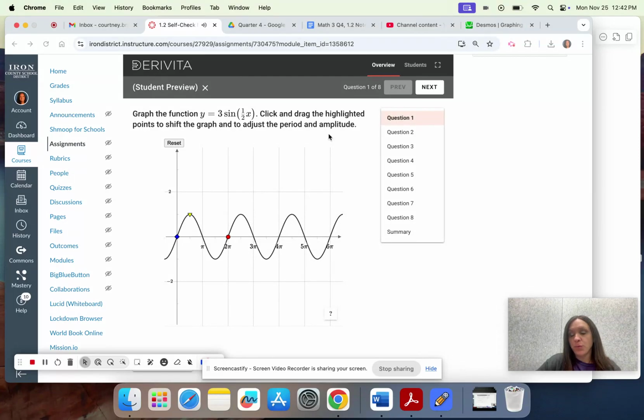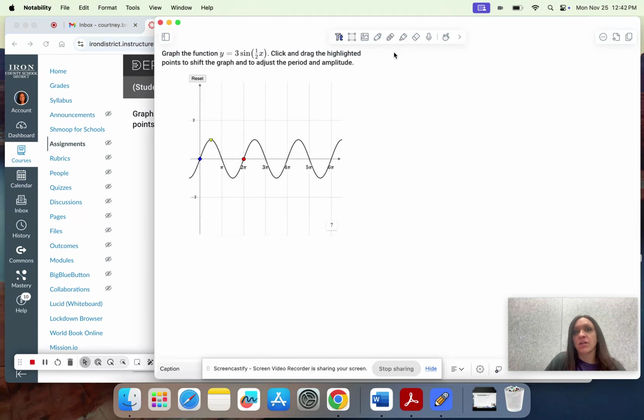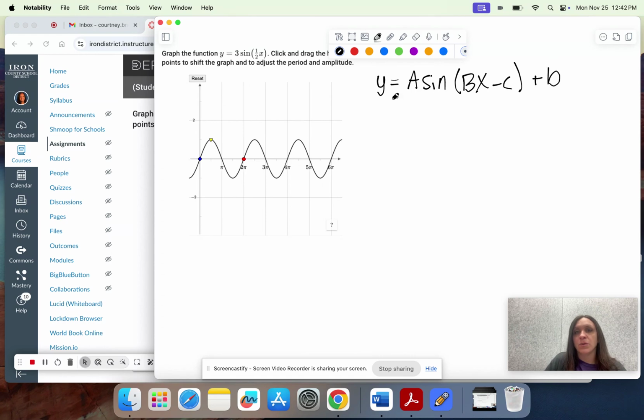All right, so 1.2 we're graphing now, and we want to graph the function y equals 3 sine 1/2 x, and then we want to move these points around. So I'm going to start with just identifying everything. So our general form, so we have y equals 3 sine of 1/2 x.